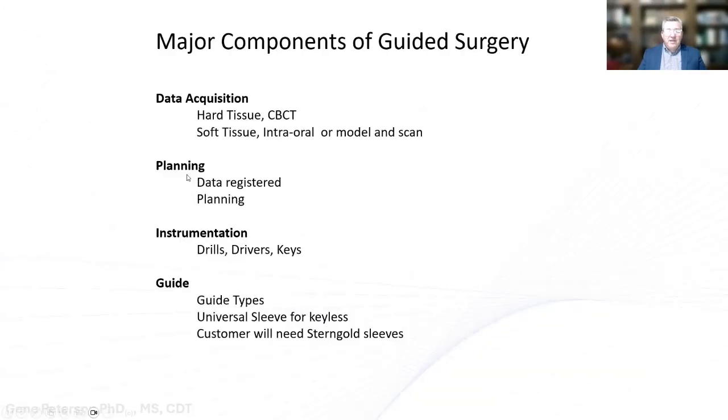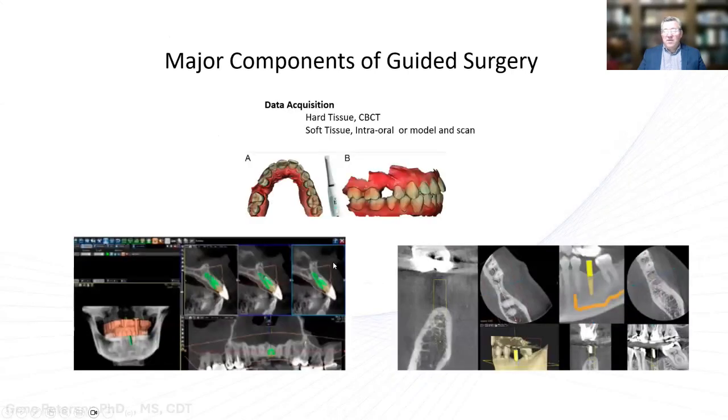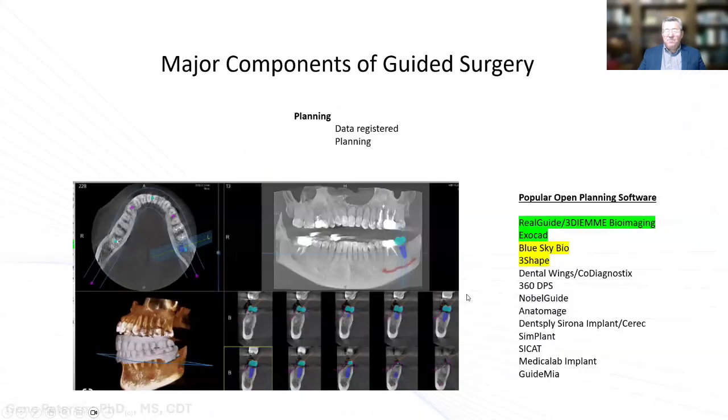Data acquisition, the plan, you drill and you create a guide. Generally speaking, we're talking about data acquisition through scanning. You scan your prosthetic, or in the immediate case, if you're going to pull teeth, then you bring it into the CBCT and you plan it. Okay, you place the implant precisely where you want to. You can see it in all the slices.